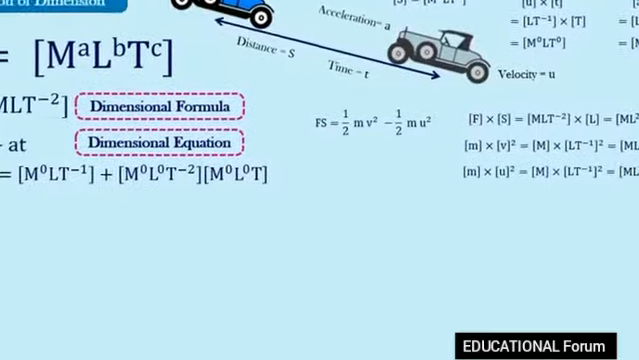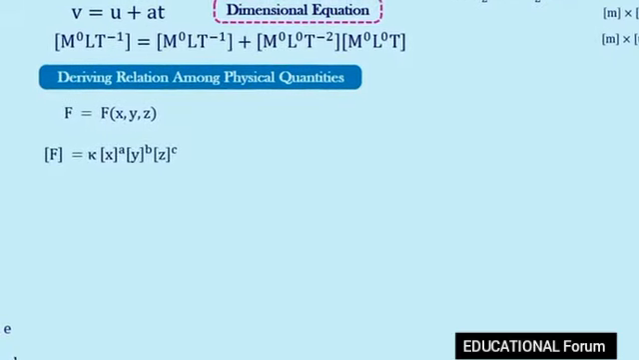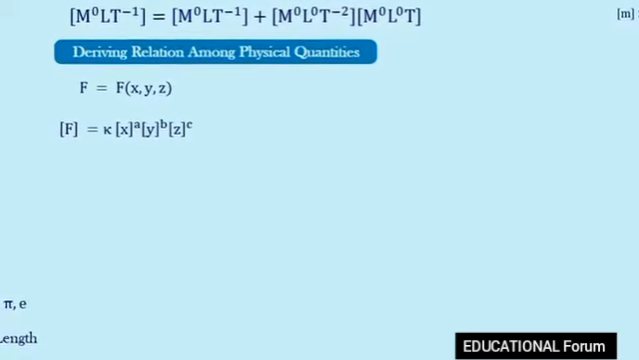Now let us see some applications of dimensional analysis. We can use dimensional analysis to derive a physical relation. If we can estimate the factors upon which a given physical quantity depends, then we can find the relation between the physical quantity and the factors.